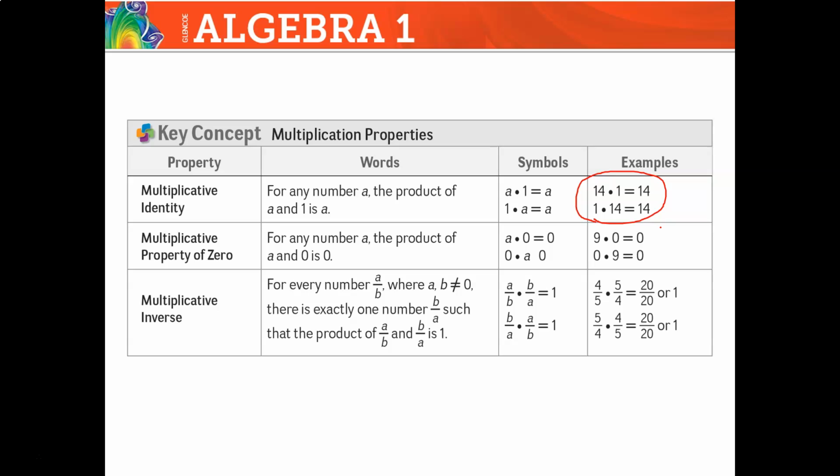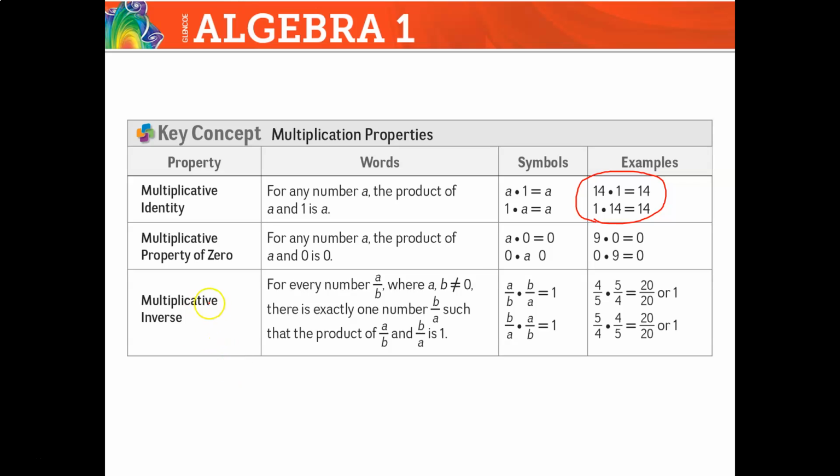Multiplicative property of 0. For any number A, the product of A and 0 is 0. So this rule is, if you multiply anything by 0, you get 0. A times 0 equals 0. 0 times A equals 0. So if we took 9 times 0, we'd get 0. 0 times 9, we'd get 0.